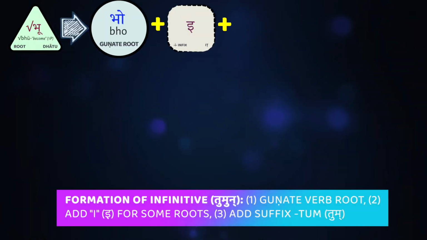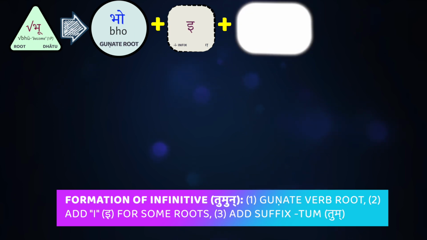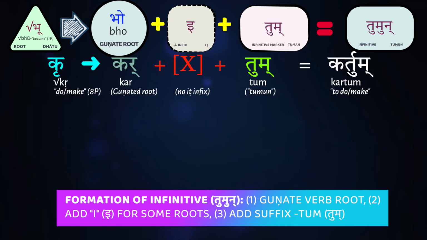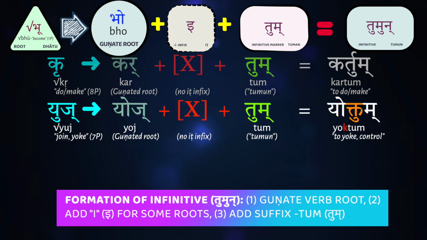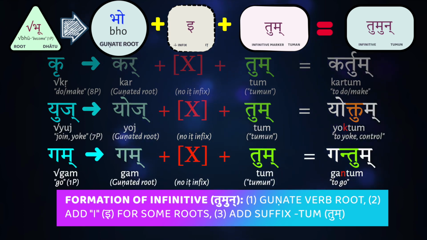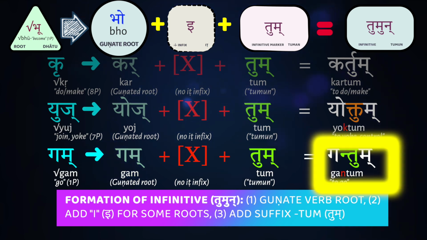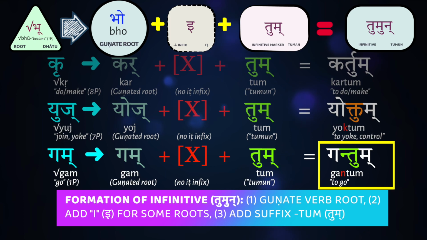Step three, then, is going to be to add the suffix tum, and then that's it, we're done. Gunated root, optional i, and tum as a suffix. Kartum, to do or make, no i. Yoktum, to join, harness, control. Gantum, to go. Notice that we have that sandhi there, where the makara of gam has to turn into the nakara to assimilate to the dental nasal of tum. That's it. That's the infinitive.